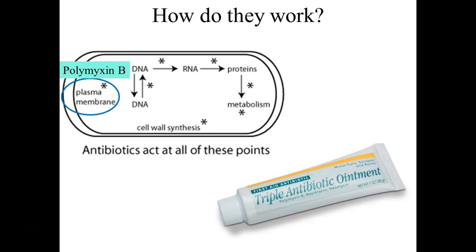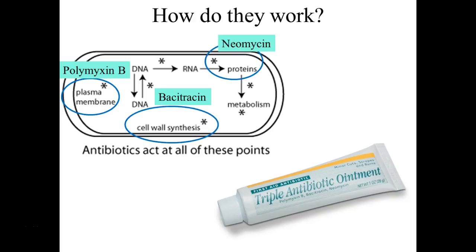So guess why it's called triple antibiotic ointment? How many antibiotics does it have in it? Three. Imagine that, right? If you read the label, it has polymyxin B, bacitracin, and neomycin. The problem with two of these is you do not want to take this internally, right?